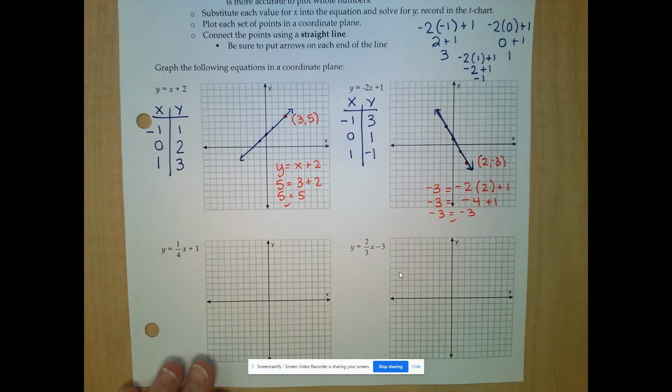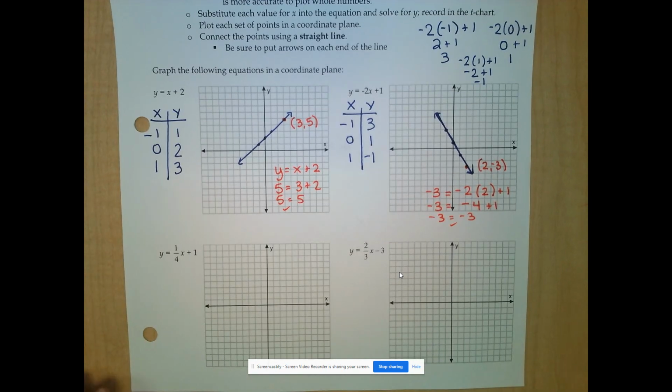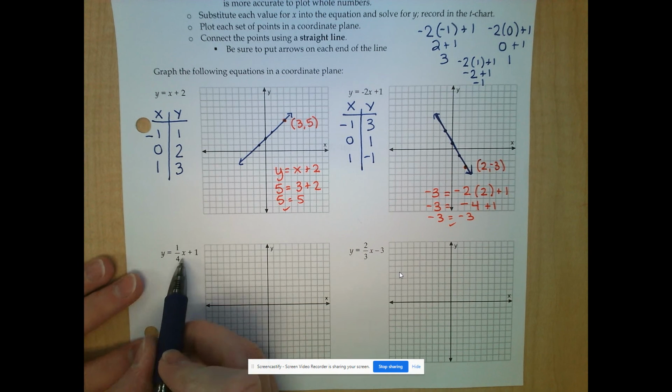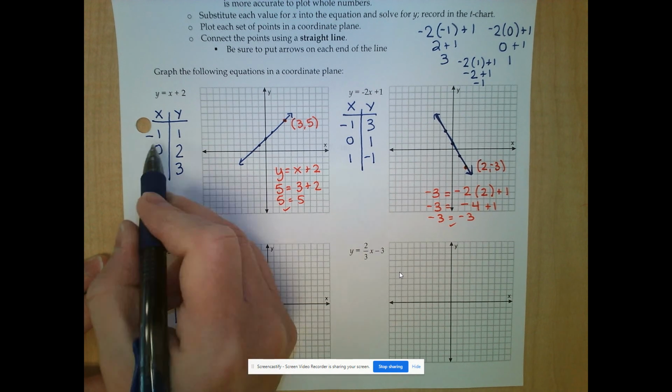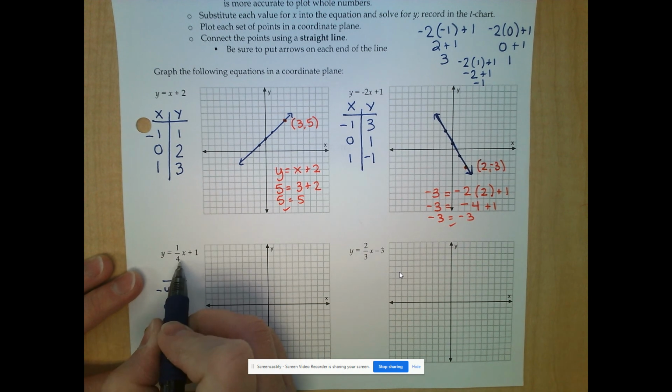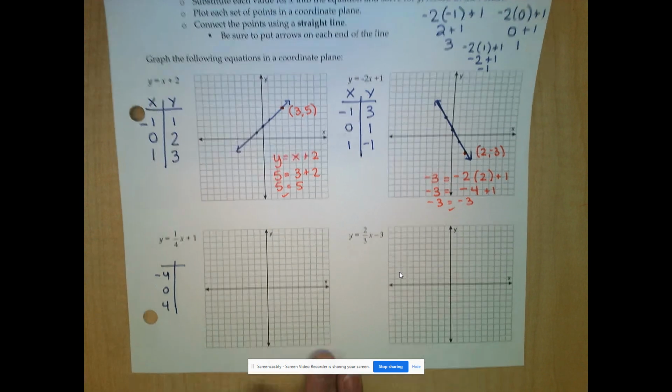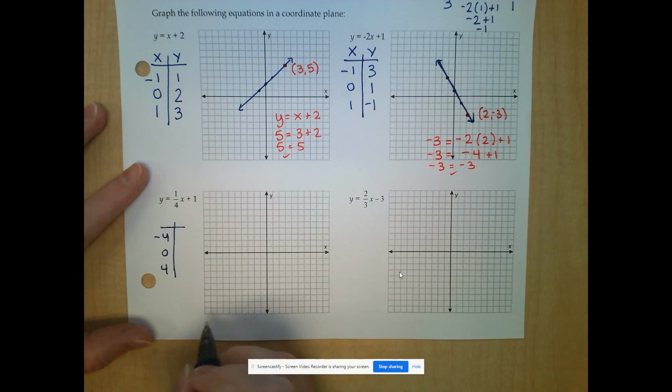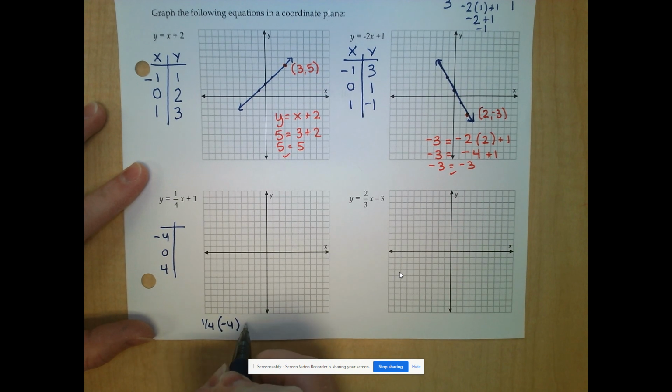All right, so here's what I meant before about picking good x values. I want to pick numbers that I can easily multiply by 1/4. So instead of picking -1, 0, and 1 like I did above, I'm going to pick -4, 0, and 4. Since I'm going to multiply it by 1/4, I'm actually just making my life a little bit easier by doing this. So down here at the bottom, I'm going to write 1/4 times, my input is -4 plus 1.